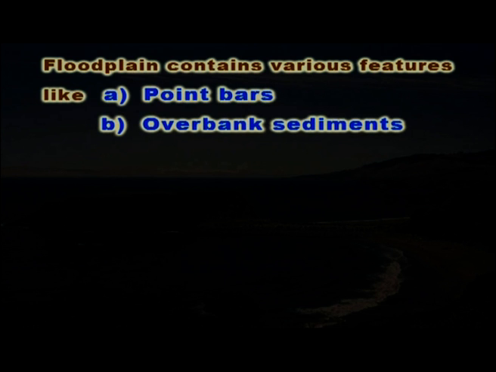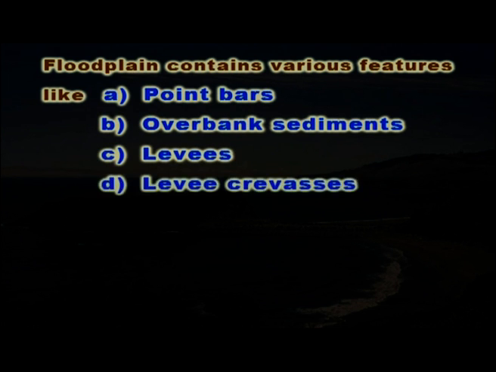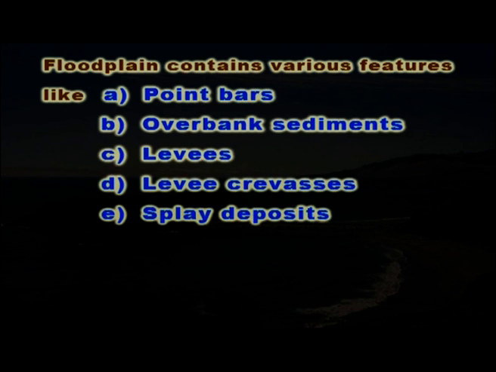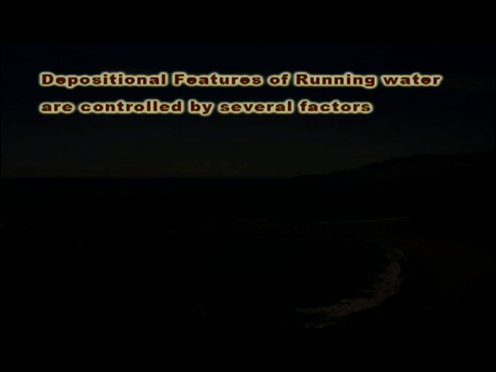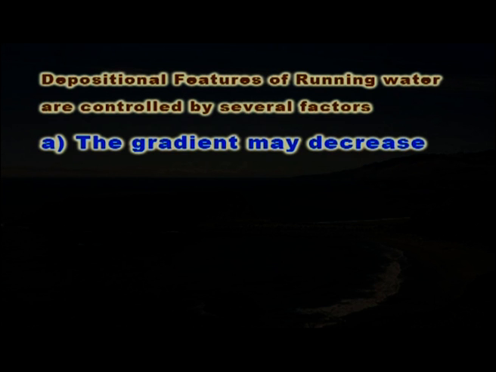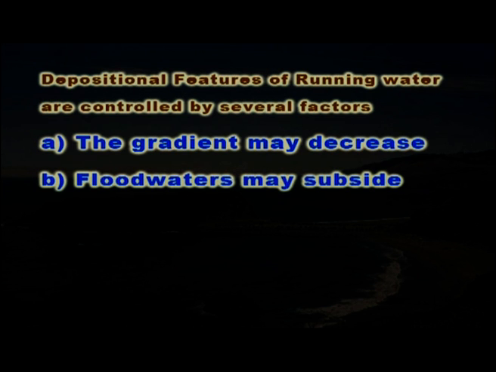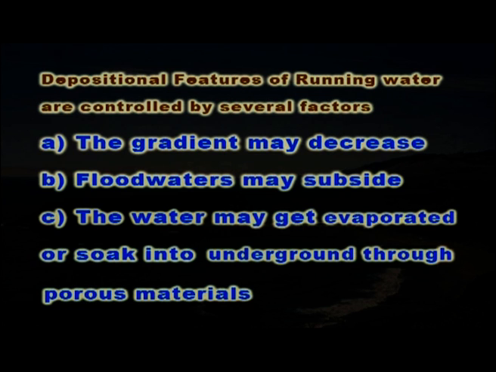A typical floodplain contains various features like point bars, overbank sediments, levees, levee crevasses, splay deposits, meanders, neck cutoffs and oxbow lakes. The depositional features of running water are controlled by several factors. Sometimes the gradient may decrease, flood waters may subside, or the water may get evaporated or soaked into the underground through porous materials. In any case, as the velocity decreases, the sediments are deposited.